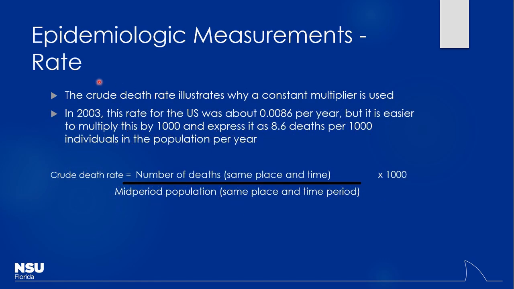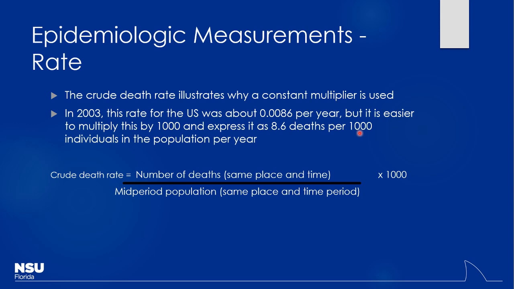So other ways we can look at that. For instance, we can look at, say, the crude death rate. We'll express why we use a constant multiplier. Say in 2003, the rate of death for the US was 0.0086 per year. And again, if you're trying to express that to somebody, intuitively it doesn't make a lot of sense. But it's easier if I multiply that by 1,000, then I could say it's 8.6 deaths per 1,000 individuals per year. That makes more sense. You can somewhat imagine 8.6 people out of 1,000, right? What would be another way I could express that?